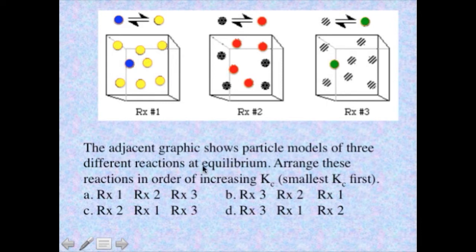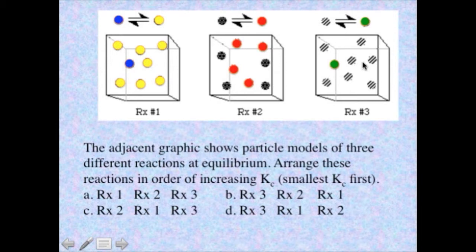Okay, so we have particle models of 3 different reactions at equilibrium. And the question is asking you to arrange these reactions in order of increasing value of the equilibrium constant Kc. Remember, it's products divided by reagent concentrations. In this one, the yellow ball represents the product. There's lots of product. There's very little reagent. So this is going to be a large K value.